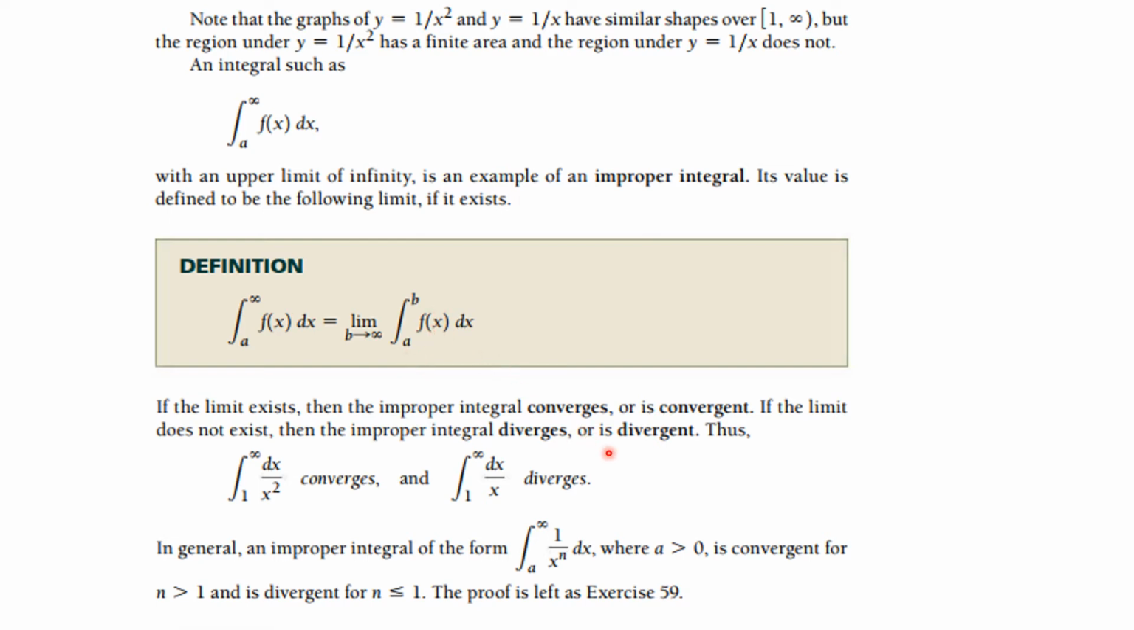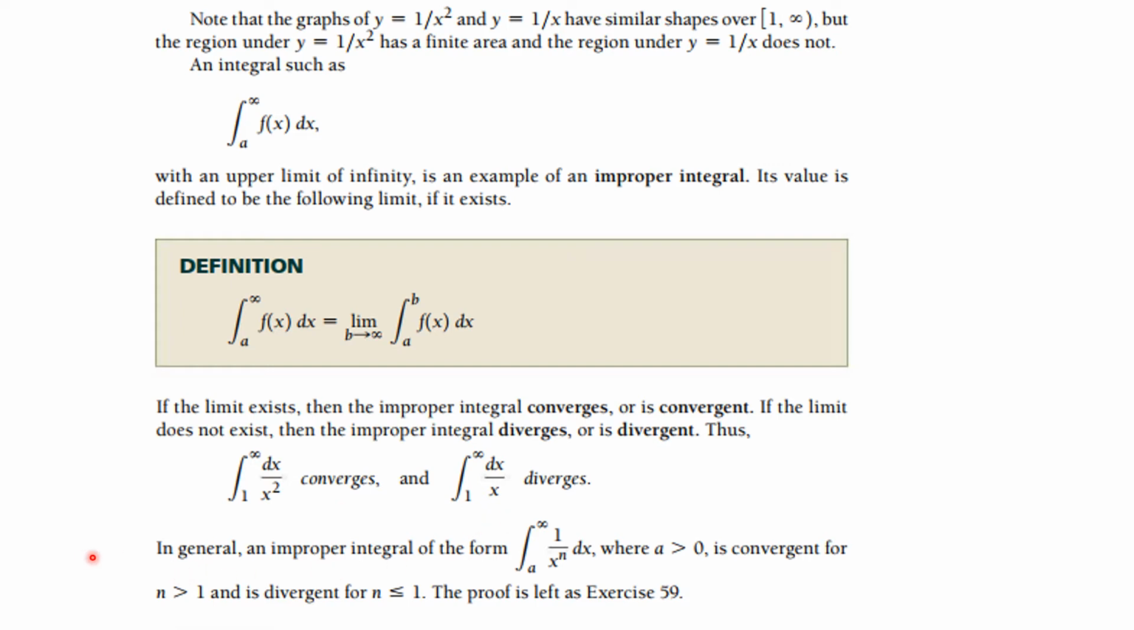Now, when the limit exists as a finite number, we say the improper integral converges or is convergent. If the limit does not exist or is infinite, then the improper integral diverges or is called divergent. Thus, this converges and this one diverges.